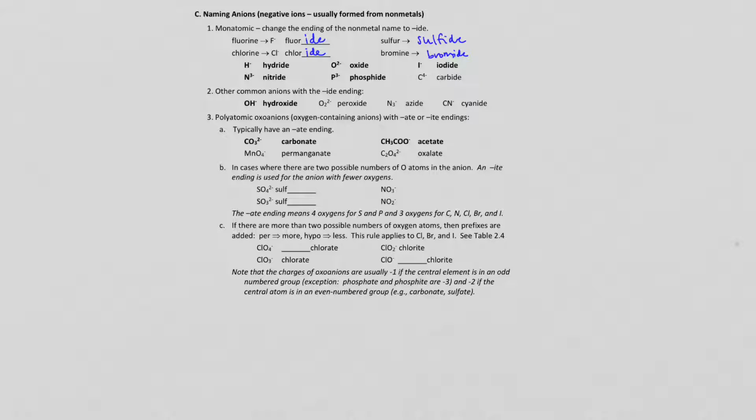Now you'll learn some more anions. A really, really popular one is hydroxide, OH minus. Another popular one is peroxide. You've heard of hydrogen peroxide, H2O2, right? Hydrogen peroxide. When nitrogen's an anion, or three nitrogens together is an anion, it is azide. And when a carbon and nitrogen are triple bonded to each other, it is called cyanide.